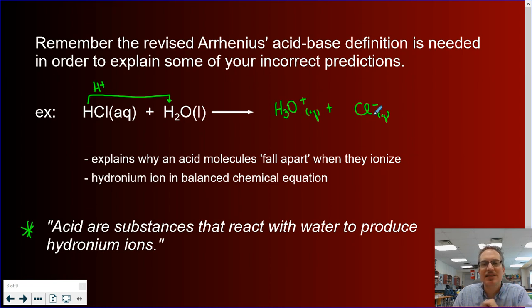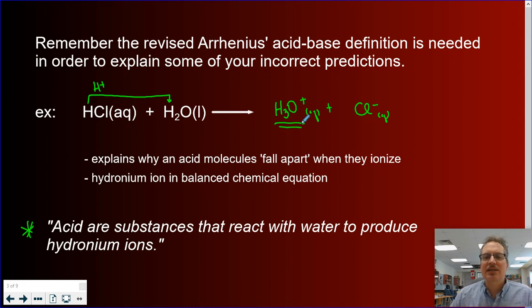Therefore, this still needs to balance when we're done. So I have 1, 2, 3 hydrogens on the left, 3 hydrogens on the right, 1 oxygen on the left, 1 oxygen on the right, 1 chlorine on the right, 1 chlorine on the left, no charge on the left, 1 positive, 1 negative, no charge on the right.